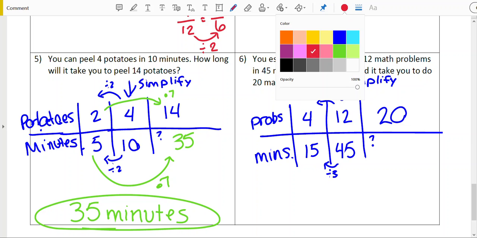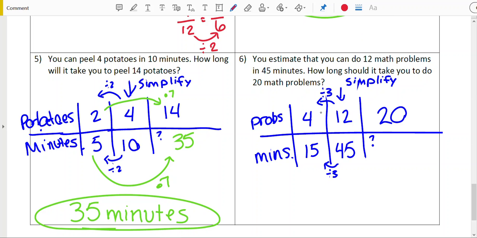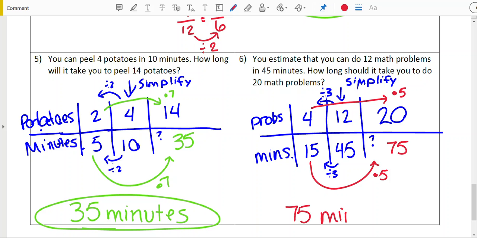Now I can move forward in my table because 4 goes into 20. So 4 goes to 20, that would be times 5. So I'm going to take 15 times 5, and I get 75. So how long would it take you to do 20 math problems? It would take you 75 minutes.